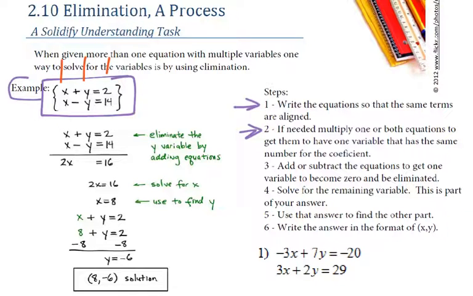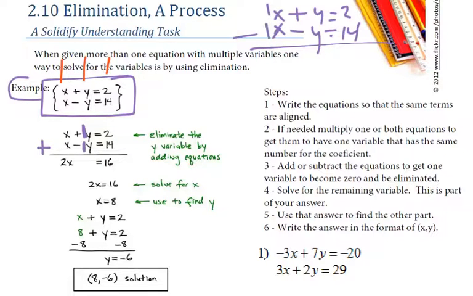So the third one, once you've got that, add or subtract the equations to get one variable to become 0 and be eliminated. If I look at this one, they've got that positive 1 and that negative 1. So if I add them, we're going to get rid of our y term. Now I could also subtract, because the x's are exactly the same. You would have gone 1 minus 1 to get 0x. 1 minus a negative 1 would be a positive 2y. Equals 2 minus 14, which would have been a negative 12.